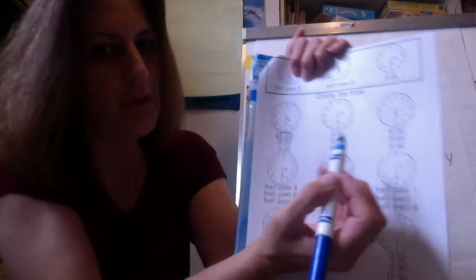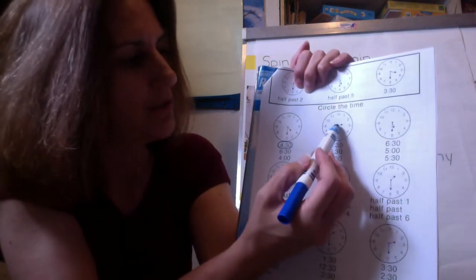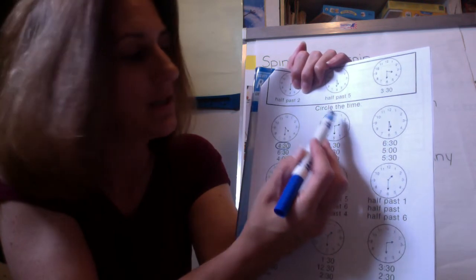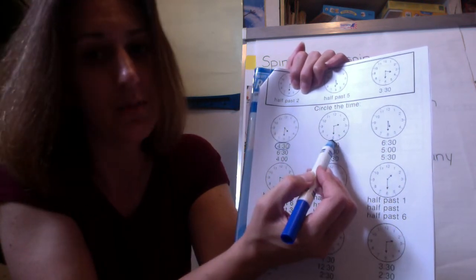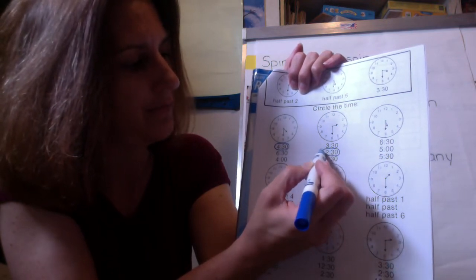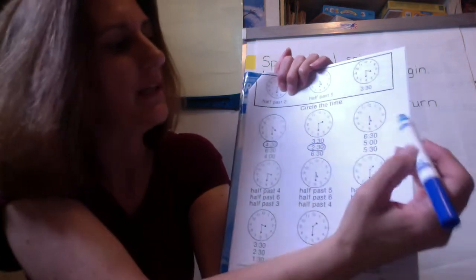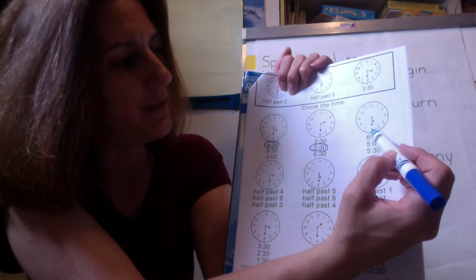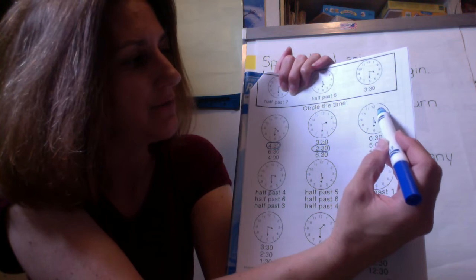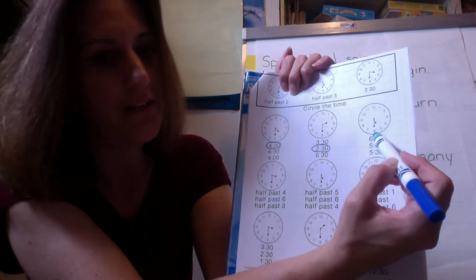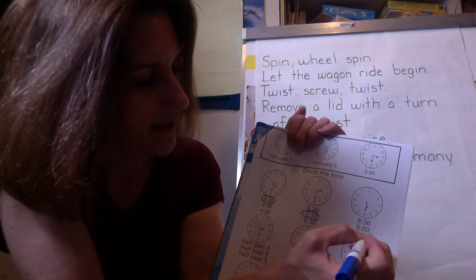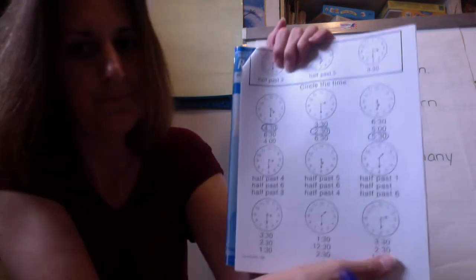Okay, let's look at number 2. So circle our time. My hour hand is in between the 2 and the 3, so it's still in the 2 house. My minute hand is down to the 6, which means 30. So it's 2:30. Okay, here my hour hand is in between the 5 and the 6, so it's still in the 5 house. And then it's what? 5, 10, 15, 20, 25, 30. Because remember, you count by 5s. So I'm going to circle that it is 5:30.